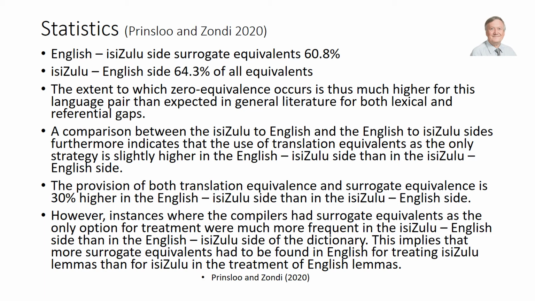However, instances where the compilers had surrogate equivalence as the only option for treatment were much more frequent in the IsiZulu to English side than in the English to IsiZulu side of the dictionary. This implies that more surrogate equivalents had to be found in English for treating IsiZulu lemmas than for IsiZulu lemmas in the treatment of English lemmas.